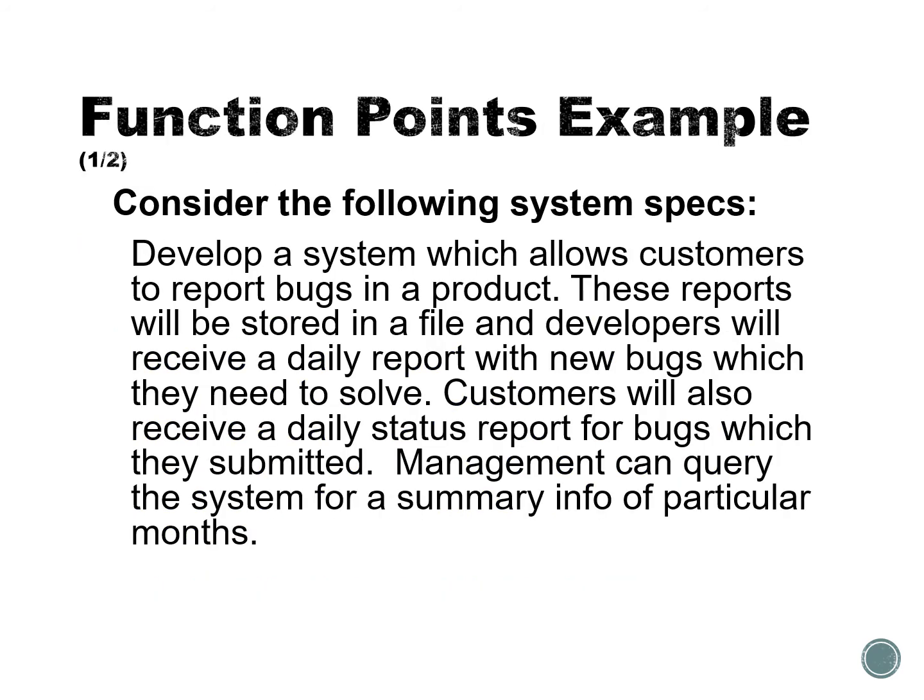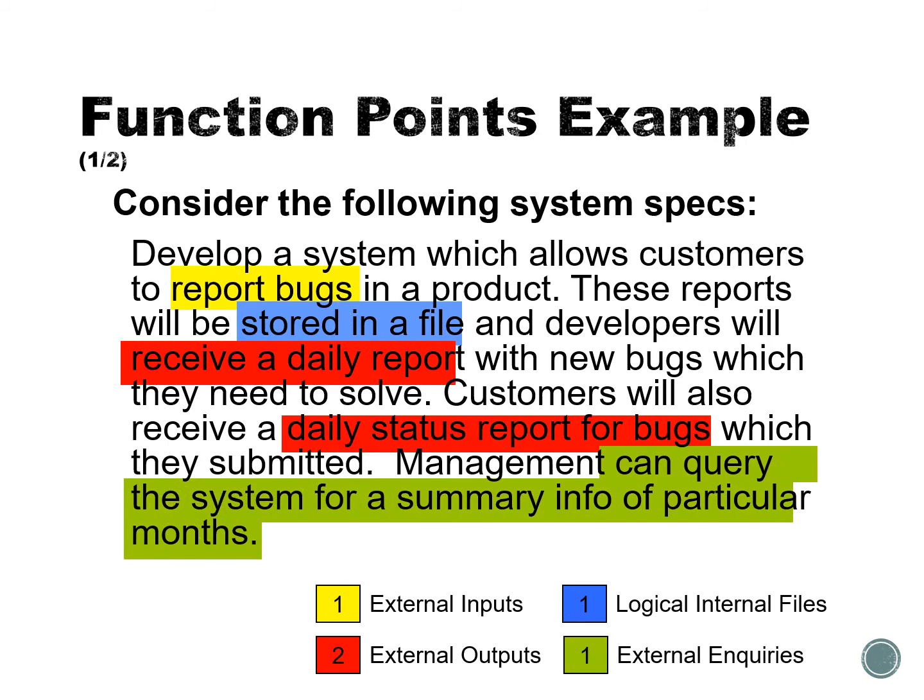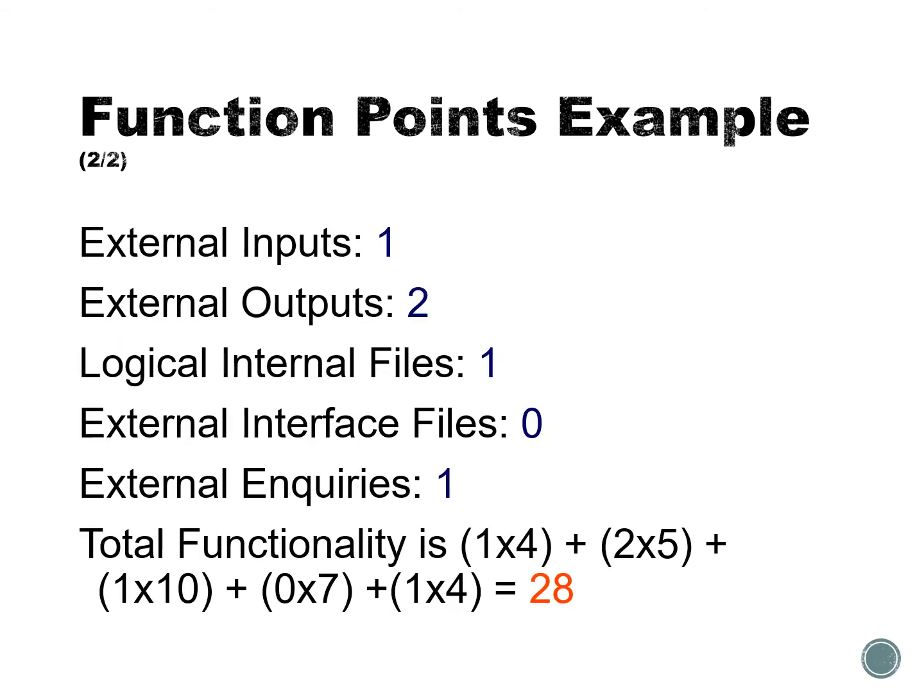So basically a description like this, if we color out the parts which indicate that this is a feature, this is a file, this is an interface, and so on, we come up with numbers. So 2 external outputs, 1 external input, 1 logical internal file, and 1 external inquiry. Combining these, that functionality would have a function point score of 28. It doesn't mean anything on a universal scale, but if it's the largest number of your entire system or the modules you are developing, that would probably be the complex part.